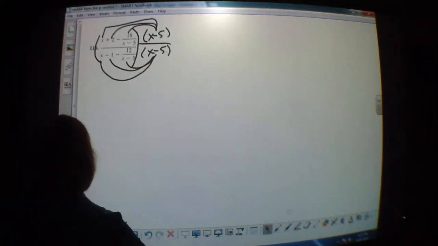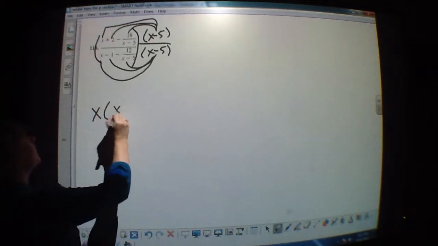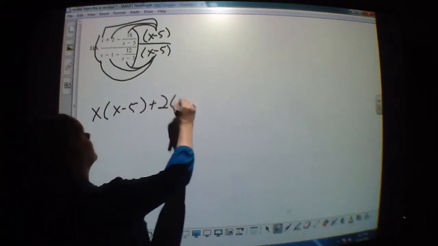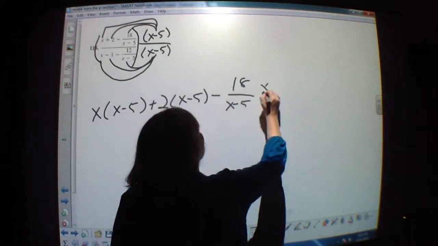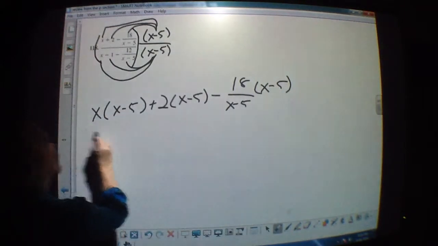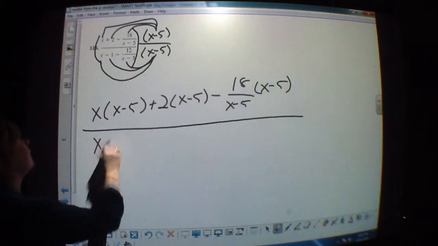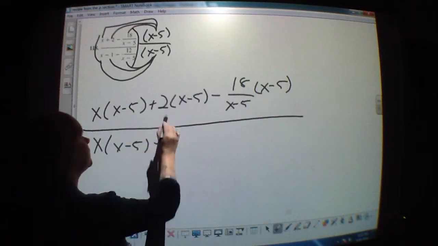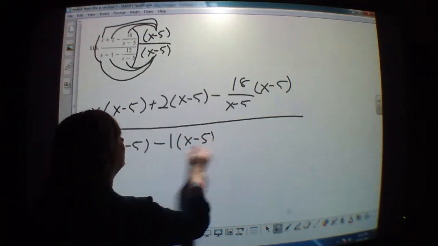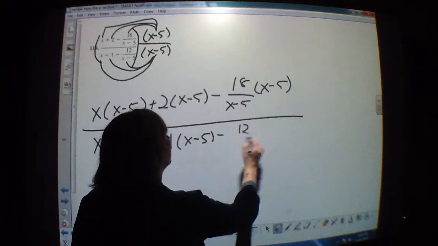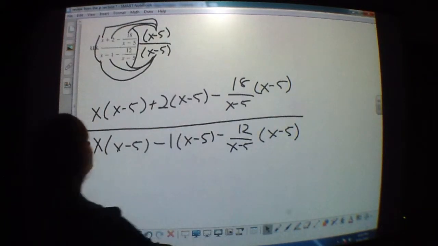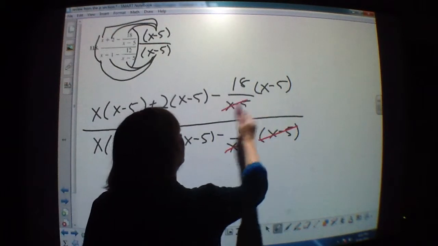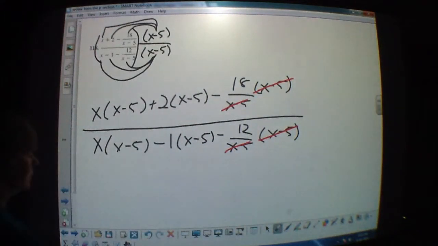So let me do that. I have x minus 5, plus 2 times x minus 5, minus 18 over x minus 5 times x minus 5. Denominator, I have x times x minus 5, minus 1 times x minus 5. And you don't need to write that 1 there. Minus 12 over x minus 5 times x minus 5. These will cancel. Those will cancel. Distribute the numerator.